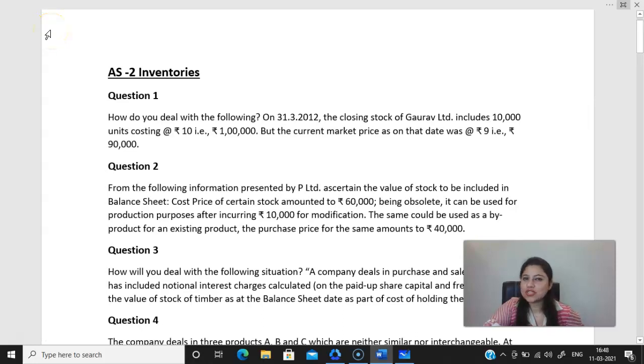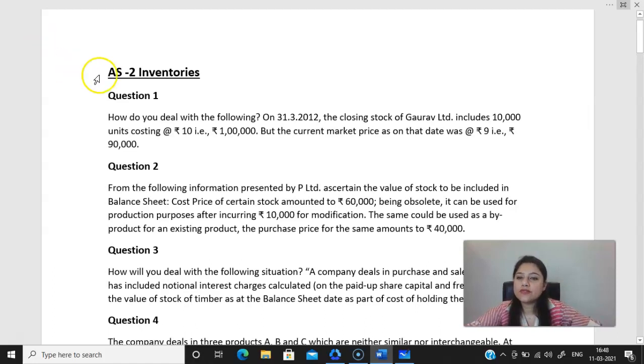Hi students, today we will be starting off with the questions related to the topic AS 2, Accounting Standard 2, which is on valuation of inventories. In the previous lecture we covered the provisions and regulations mentioned in Accounting Standard 2, and how, according to such accounting standard, we have to value the inventories or the closing stock in the books of accounts. Let us now, with the help of these questions, understand the practical aspect of such accounting standard.